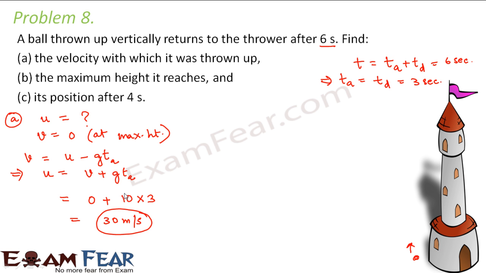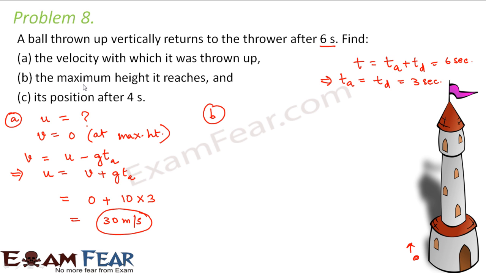So this will be equal to 30 meter per second. Now I am considering g as 10 meter per second square just to simplify my calculations, but otherwise you should consider the accurate value, that is 9.8 meter per second square, except for problems which explicitly mention that please take g as 10 meter per second square.